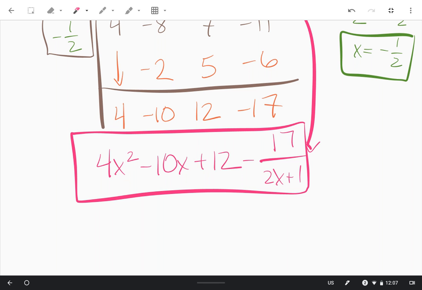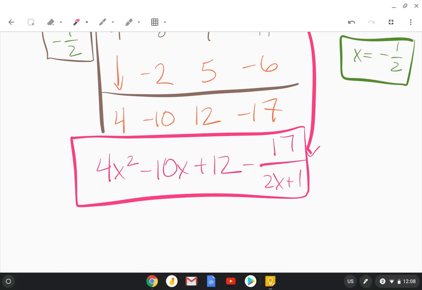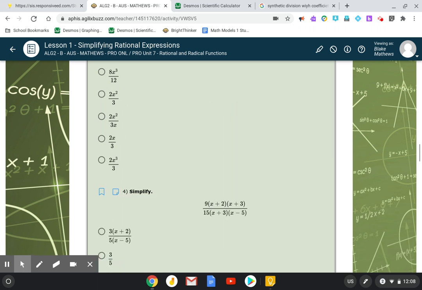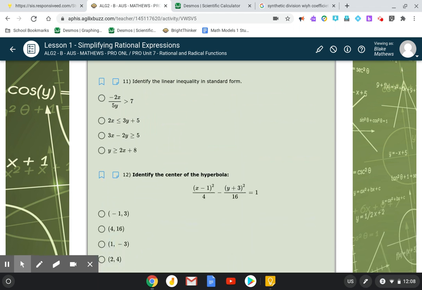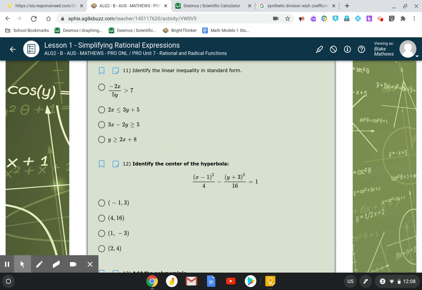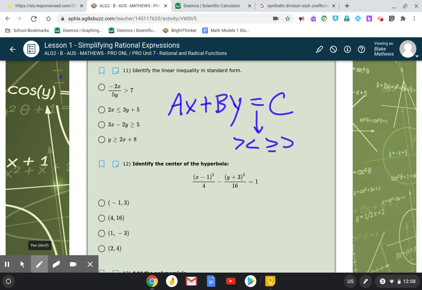And then I'm going to jump over here and I'm going to work through the review questions for you guys. So let me hop out of here and we'll scroll down. And so that gets us through 10. Starting at number 11, we have these review questions. Identify the linear inequality in standard form. What you have to do on this one is just pick the one that is in standard form. And I'll just remind you, standard form looks like this. AX plus BY equals C.